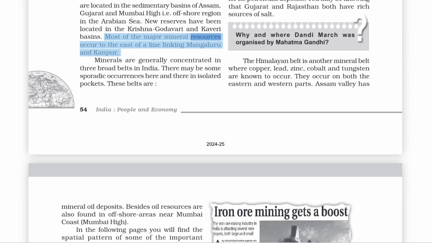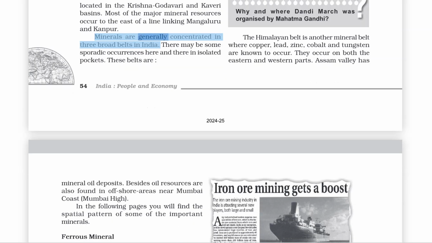Most of the major mineral resources occur to the east of a line linking Mangaluru and Kanpur. Minerals are generally concentrated in three broad belts in India.